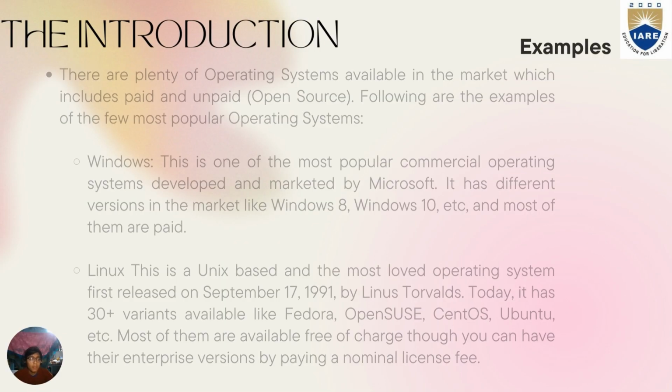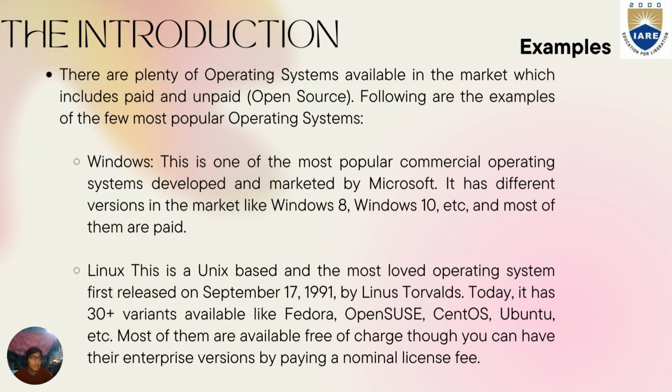Let's talk about the examples of operating systems. There are plenty of operating systems available in the market, which includes paid and unpaid. The following are the examples of a few most popular operating systems. Windows. This is one of the most popular commercial operating systems developed and marketed by Microsoft. It has different versions in the market like Windows 8, 10, etc., and most of them are paid.